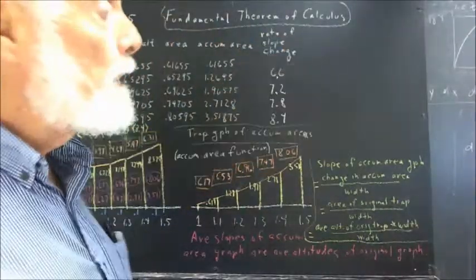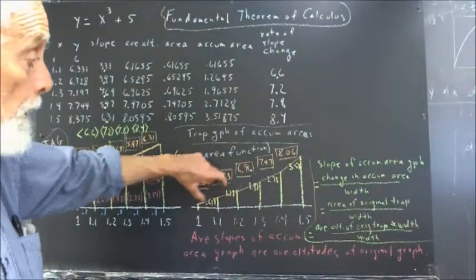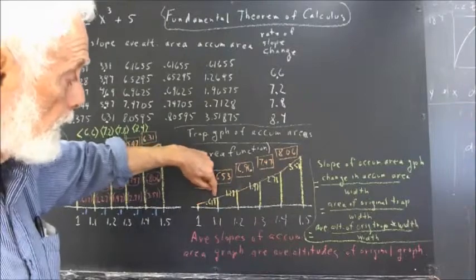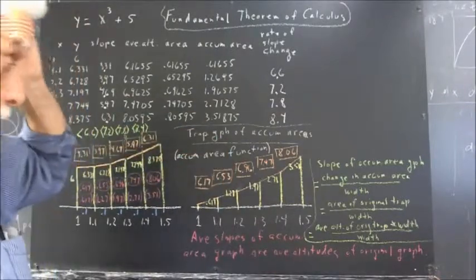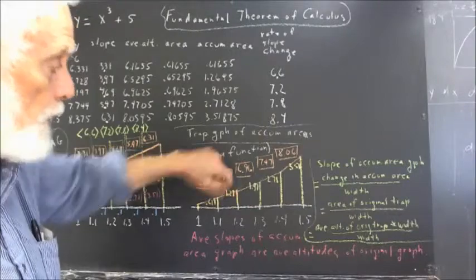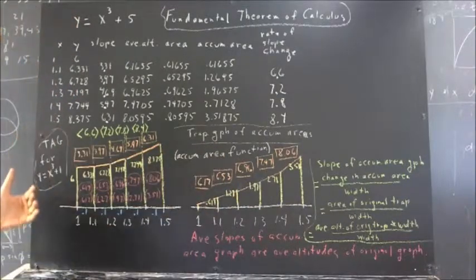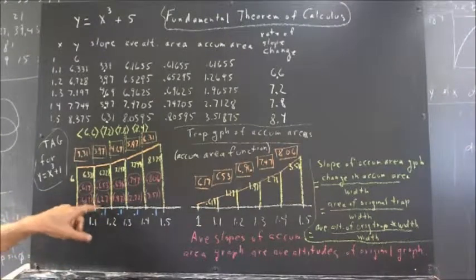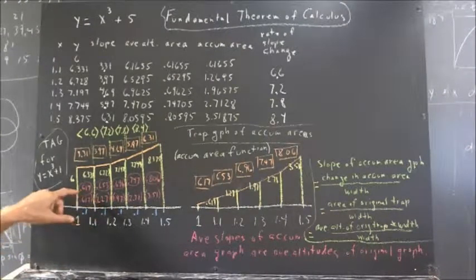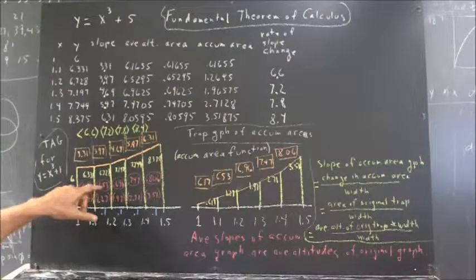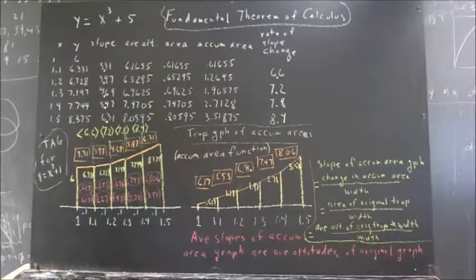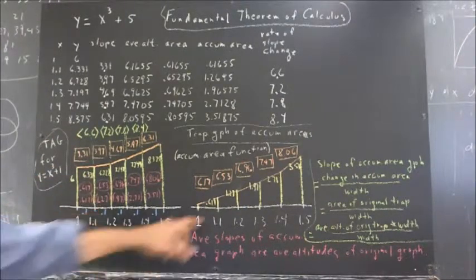Okay, well, here's the reason. A slope of the accumulated area graph is the change between two of these values, for example, between 0.617 and 1.27 here. Okay, that's the change in the accumulated area from the original graph. But how did we get the change in the accumulated area? We got the 1.27 from the 0.617 here by adding the area of this second trapezoid.